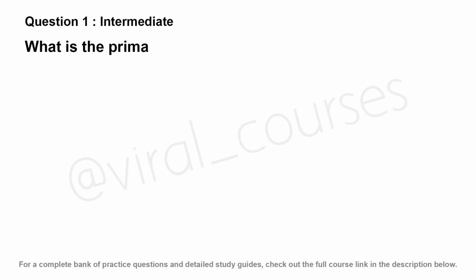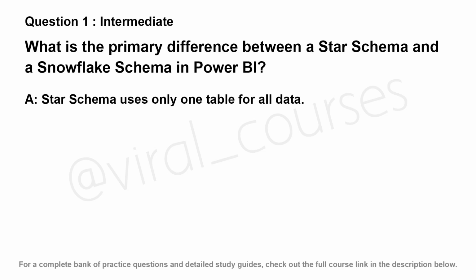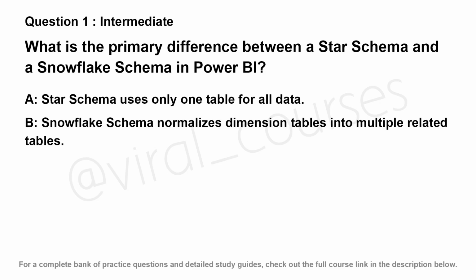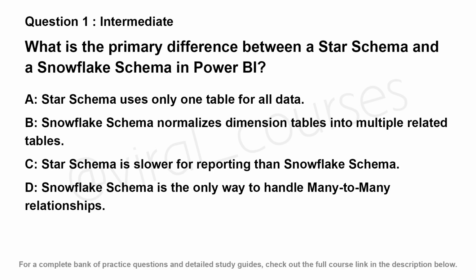What is the primary difference between a star schema and a Snowflake schema in Power BI? Option A. Star schema uses only one table for all data. Option B. Snowflake schema normalizes dimension tables into multiple related tables. Option C. Star schema is slower for reporting than Snowflake schema. Option D. Snowflake schema is the only way to handle many-to-many relationships.